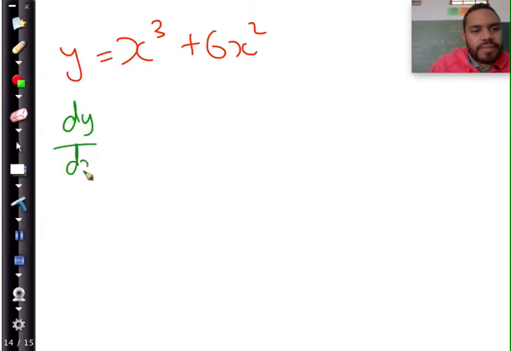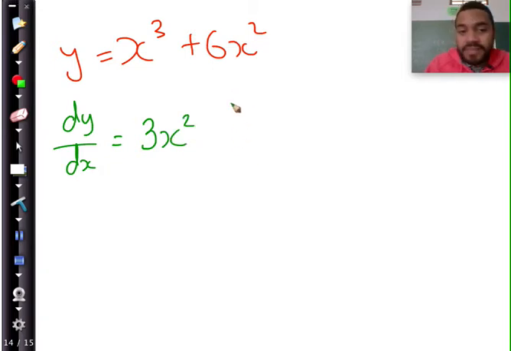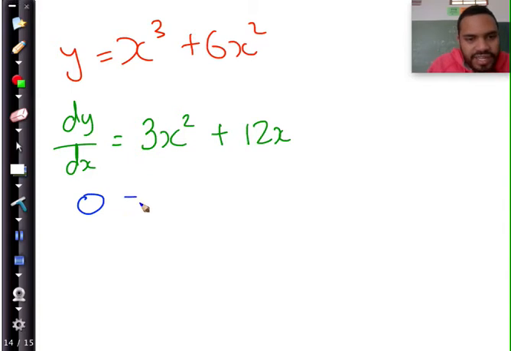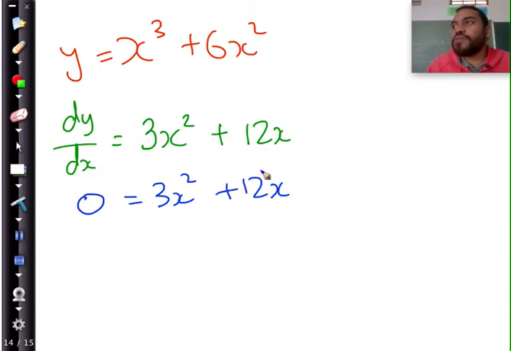Find the derivative, and since it's a polynomial, we use the power rule. Can anybody give me the derivative? Very good: 3x squared plus 12x. What is step number 2? I put the 0 in the derivative section, and then I say 0 equals 3x squared plus 12x. Are you guys with me?